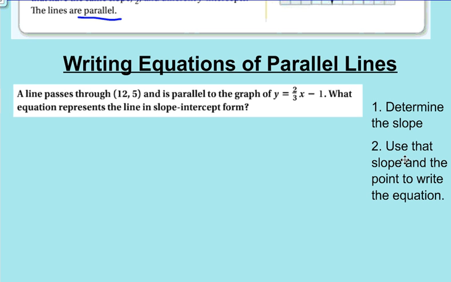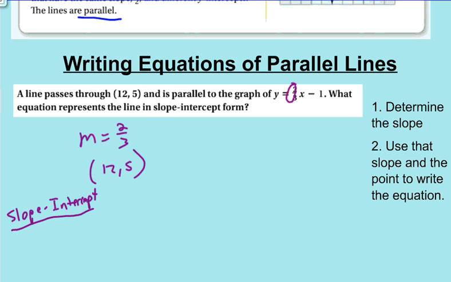So here are our steps. Looking at y equals 2/3 x minus 1, the slope is always the number in front of the x. That's where that m would be. So the m has to be 2/3. And we want it to go through the point (12, 5). So I'm going to use the slope-intercept method. That's what I like better. Maybe you prefer using point-slope form, plugging in the point and the slope, and then solving it for y. But we want to write it in slope-intercept form, so I'm going to use the slope-intercept method.